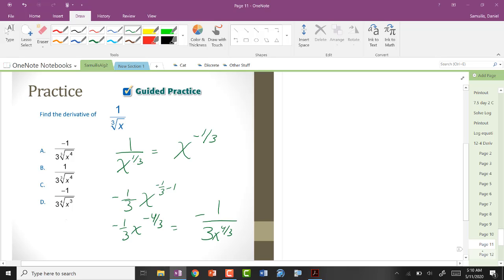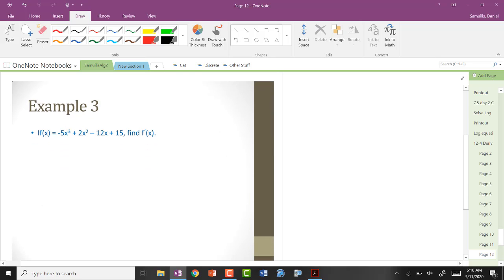Okay, so here's the work. So 1 over the cube root of x is the same thing as 1 over x to the 1/3, which is the same thing as x to the -1/3. So I drop the -1/3, I subtract 1 off of the exponent, so that gives me -1/3 x to the -4/3, which gives me -1 over 3 x to the 4/3. Then I convert that to radical form, so my answer is letter A. -1 over 3 cube root of x to the 4th.